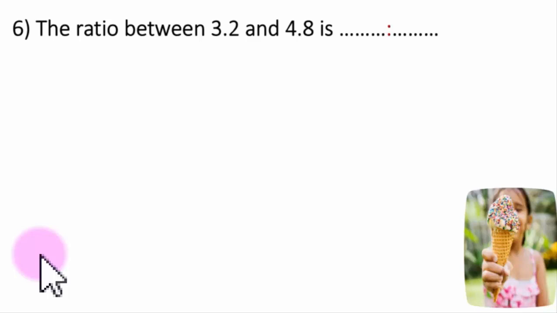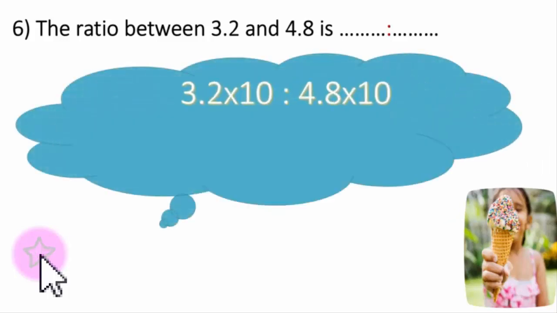The ratio between 3.2 and 4.8. Firstly, we will multiply both terms by 10. So 3.2 will convert to 32 and 4.8 will convert to 48. The ratio between 3.2 and 4.8 is like the ratio between 32 and 48. Then we will divide both terms by the highest common factor between them. The highest common factor, the HCF, between 32 and 48 is 16.